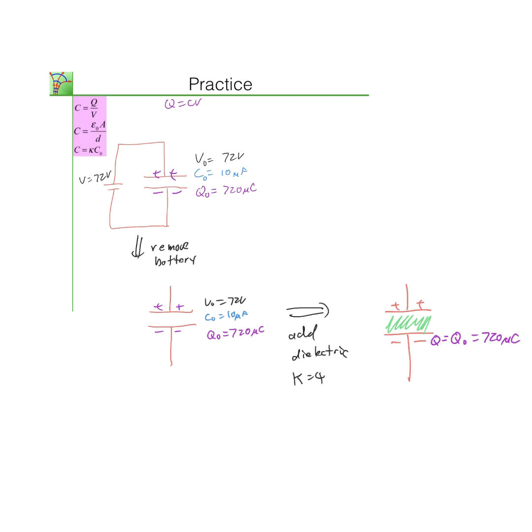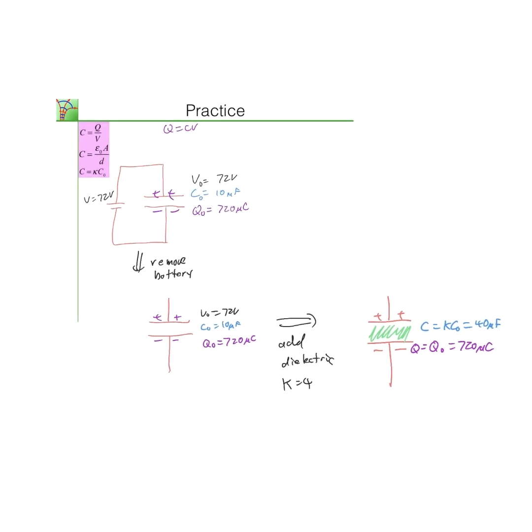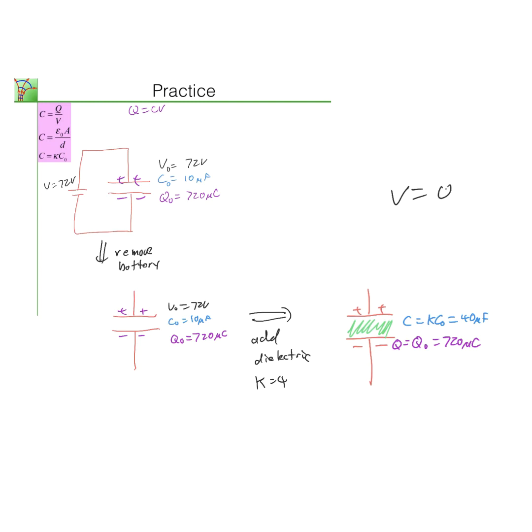All right. The new capacitance is equal to kappa times the old capacitance, right? So it'll be 4 times 10, so it'll be 40 microfarads, which means we can find the voltage for this thing. Just use V is equal to Q over C. So it'll be 720 divided by 40, which is going to be 18 volts. Okay, so we charged a capacitor up to 720 microcoulombs, and we put in this dielectric, and it increased the capacitance to 40. And since the charge didn't change, the voltage had to change to match it.